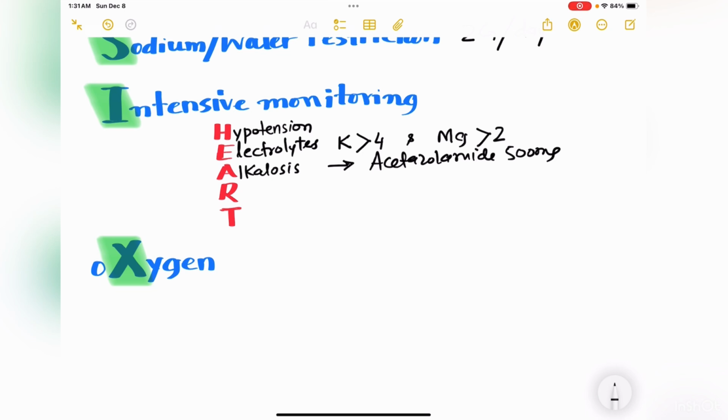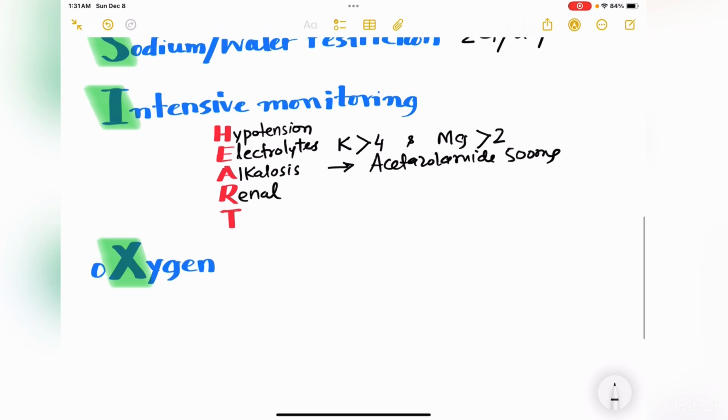R is for renal insufficiency. One thing to remember is that whenever we start diuretics in a patient, a mild degree of renal insufficiency is expected and actually shows effectiveness of diuretics, because the diuretics decrease the volume, decrease the preload to the kidneys, and can lead to a mild degree of renal insufficiency. However, when the renal insufficiency continues, it is a red flag.